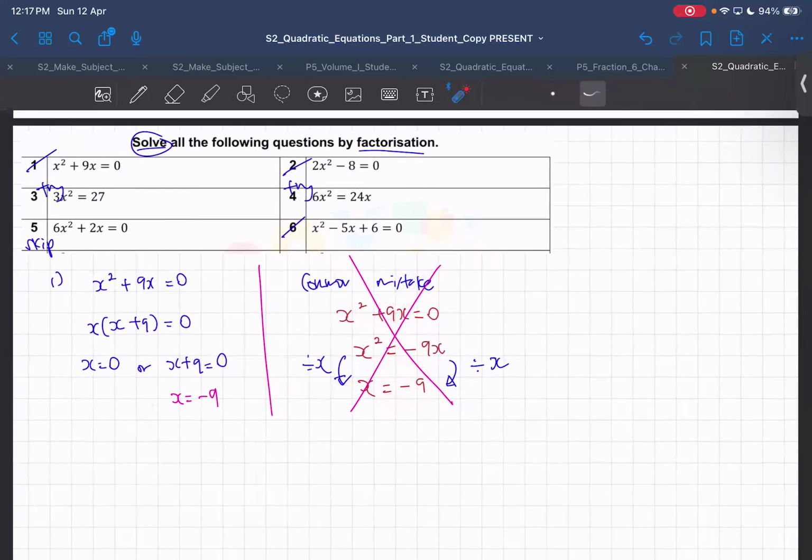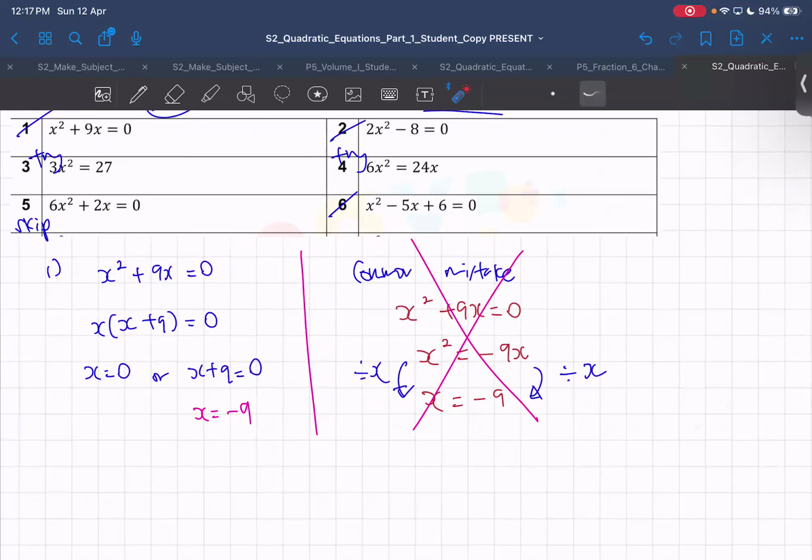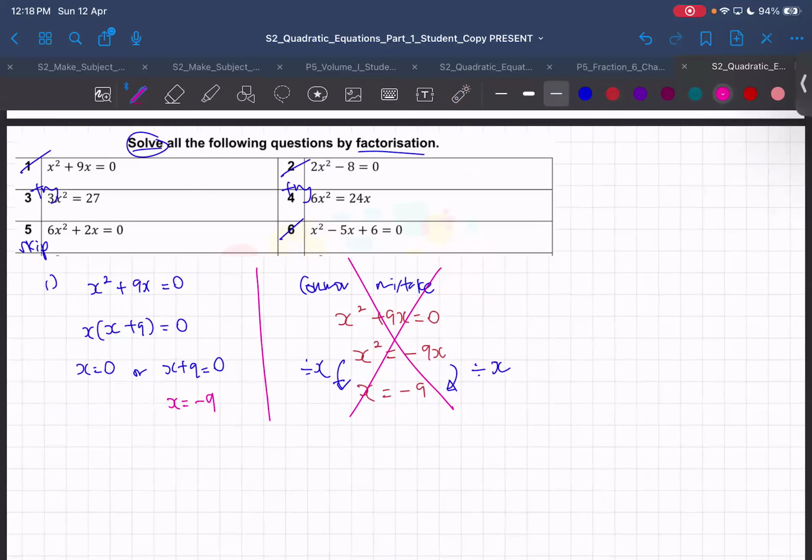So you have to do it by factorization. Factorize out that x first. How to tell when you can do this? Whenever you have x at the right side, you know that you have to bring it over to the left side. You cannot just divide by x. You'll be missing one of the answers.